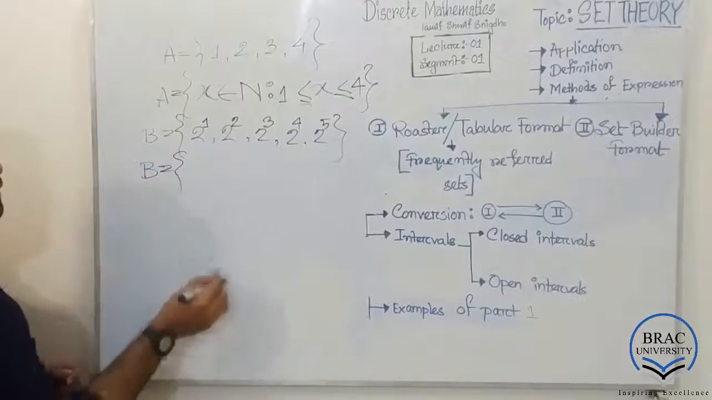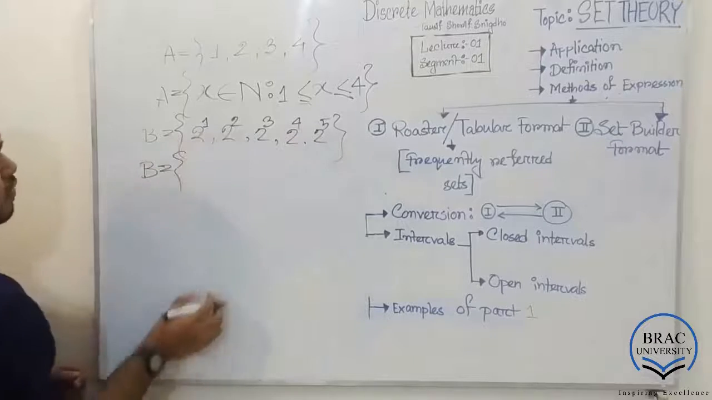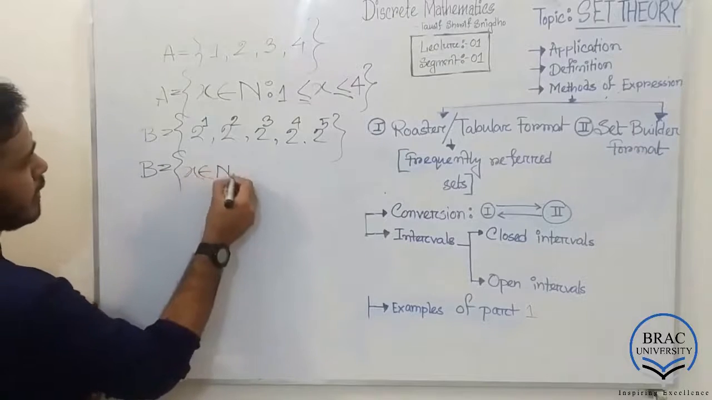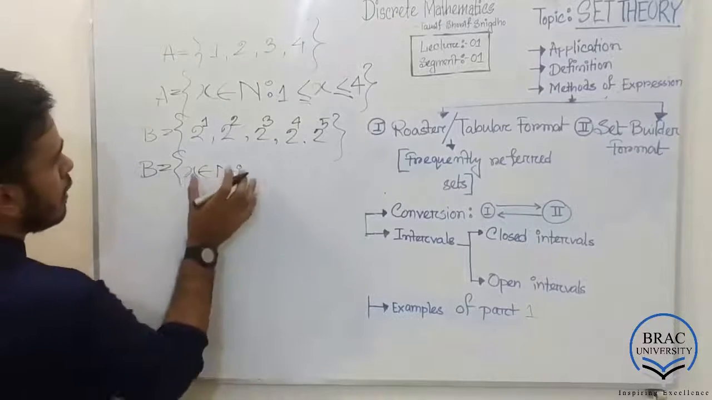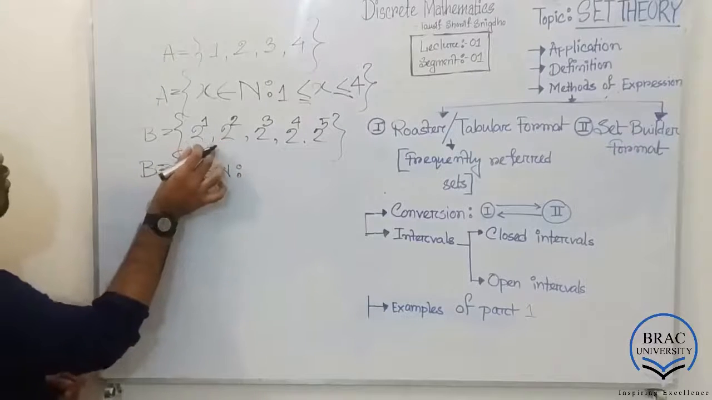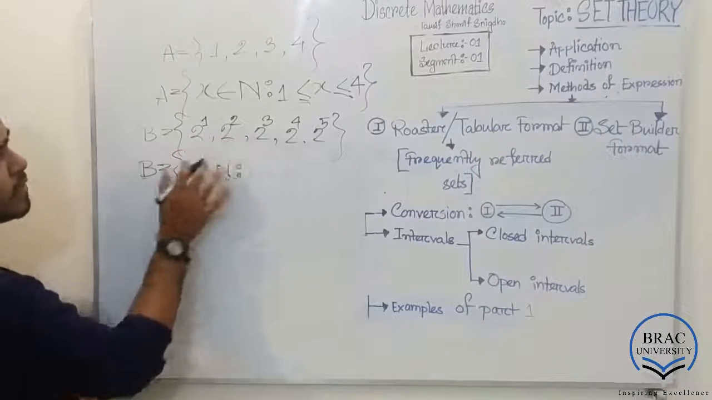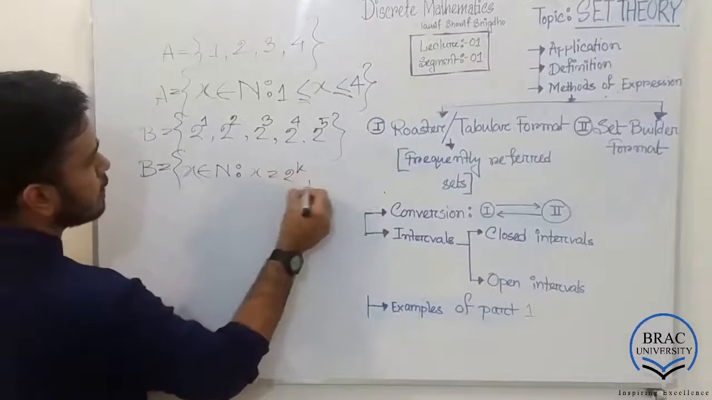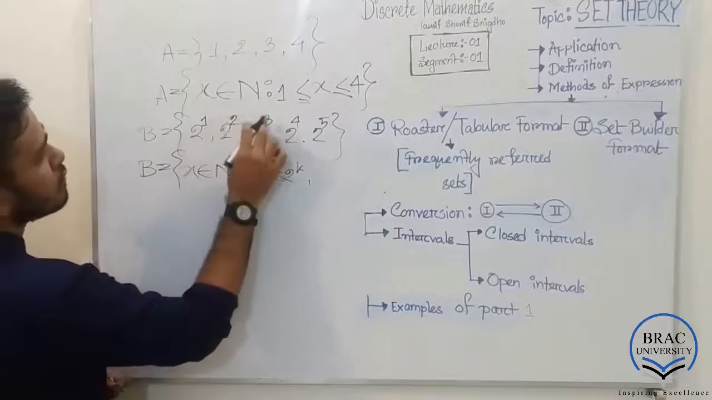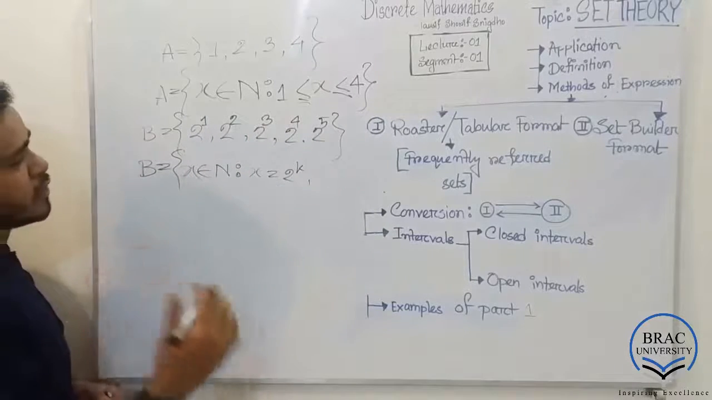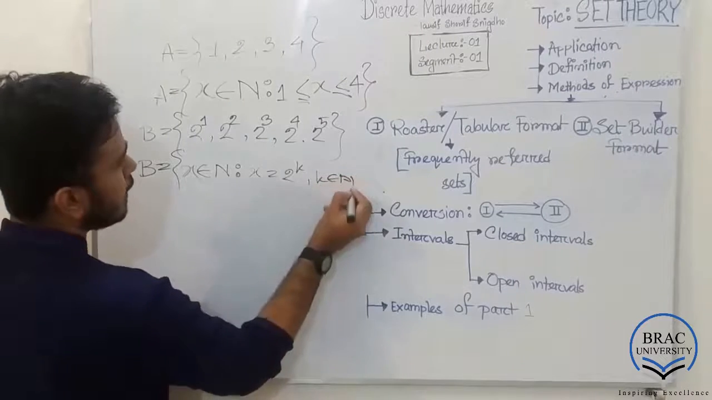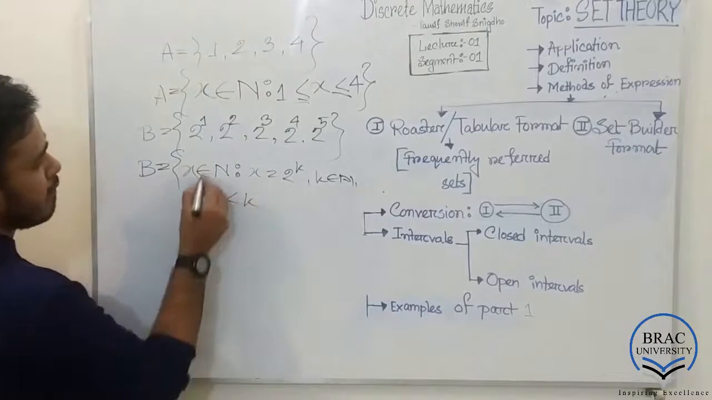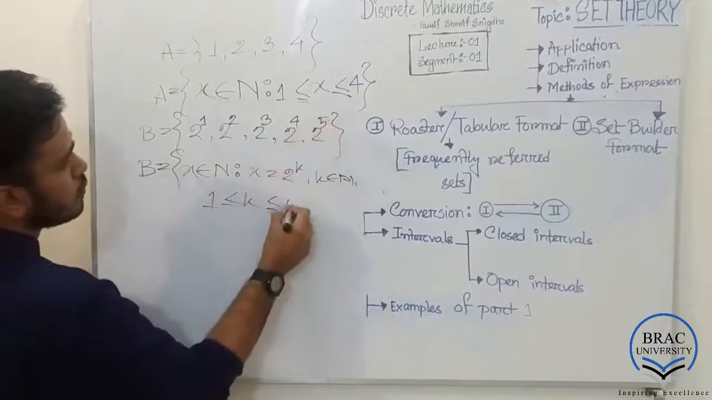At first we see all of the elements of set B are natural numbers. So x belongs to N such that x has a form of 2 to the power k, right? All of the elements are some powers of 2. So x equals 2 to the power k, where k is the power and all of the k's are natural numbers. So k belongs to N, and what is the limit of k? K is greater or equal to 1 and less or equal to 5.